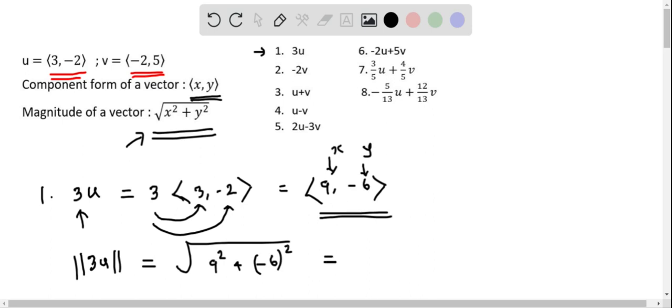So this is equivalent to 9 squared is 81, and negative 6 squared is 36. It's a positive number, so this is what we are getting. This is equivalent to 81 plus 36, which is 117, square root of 117. So this is the magnitude of the 3u vector. Let me quickly erase this, and we can move on to the next question.